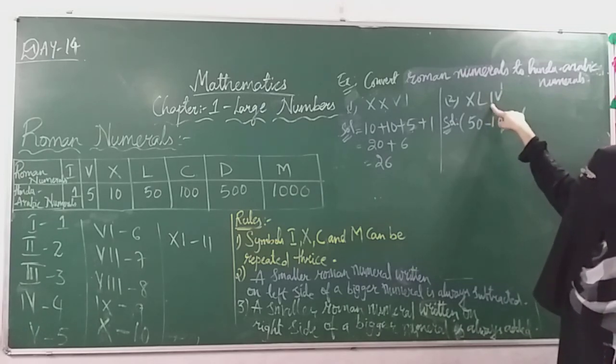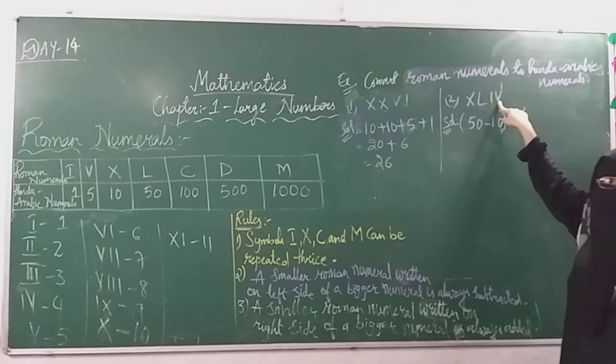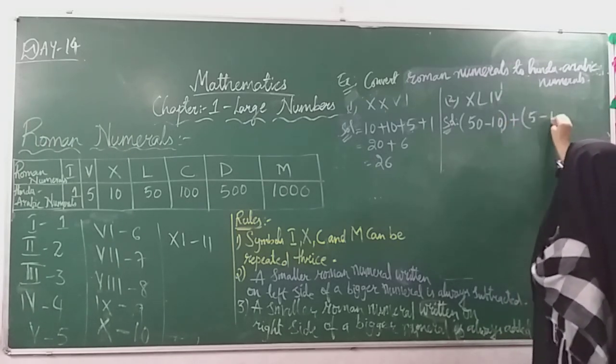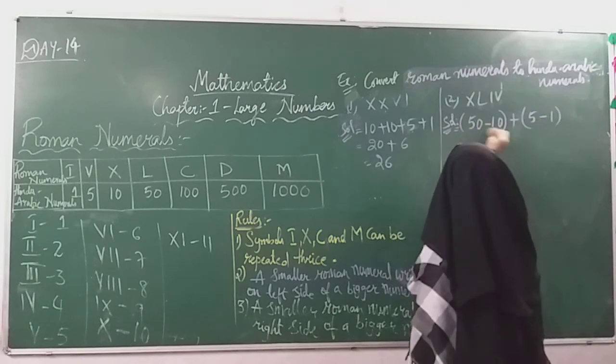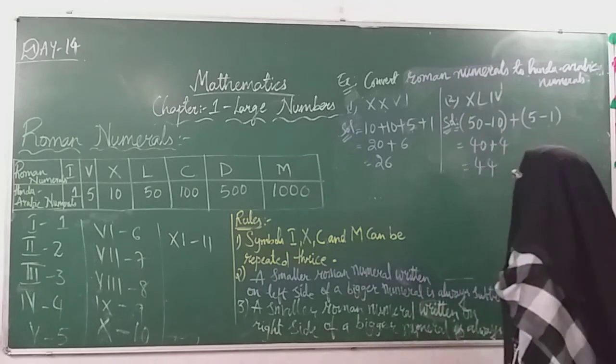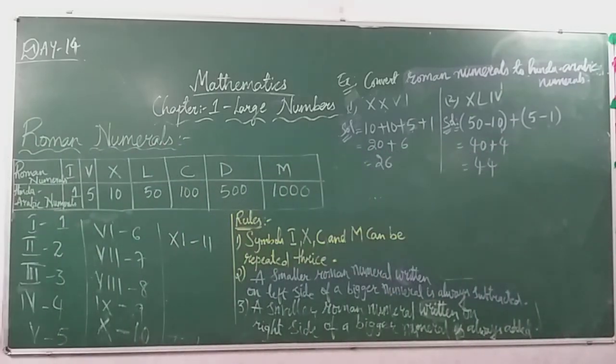We are getting the smaller Roman numeral on the left side of the bigger Roman numeral. That's why I'm taking V, 5, minus 1. Okay. 50 minus 10, 40. Plus 5 minus 1, 4. So what is our answer? 44. Okay. Next we will see one last one, a bigger one.